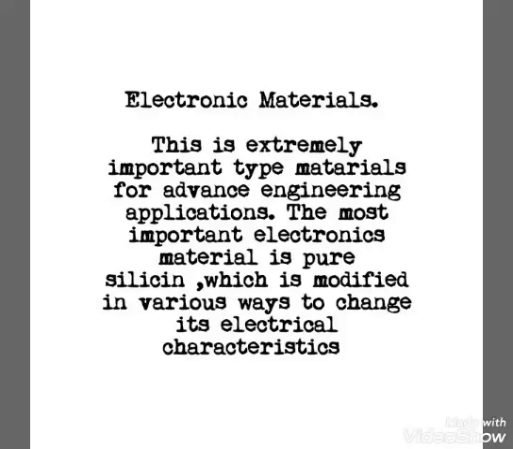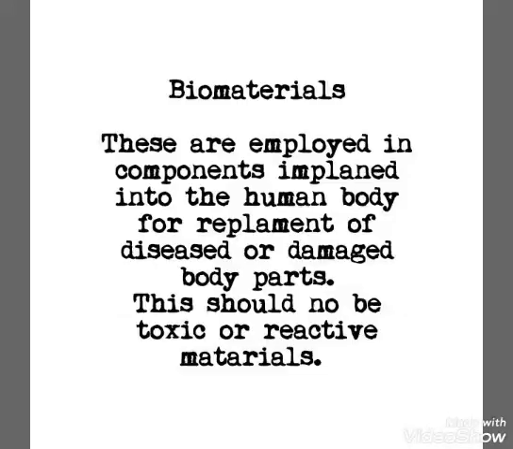Electronics materials are an extremely important type of material for advanced engineering applications. The most important electronics material is pure silicon. Pure silicon is the most important, and it is modified in various ways to change its electrical property. The electrical property is used for applying positive pole and negative pole using these materials.